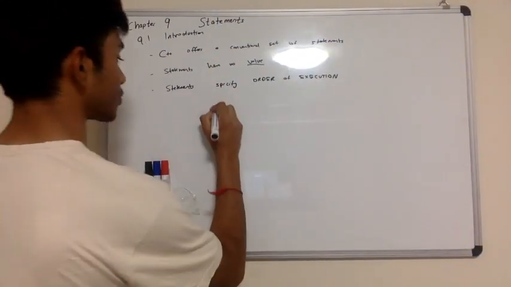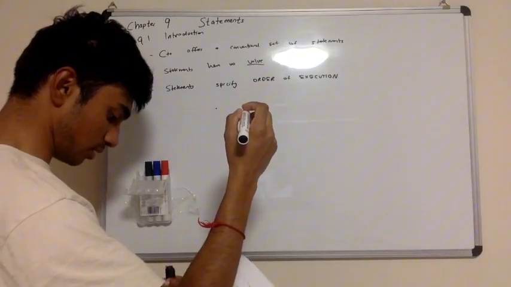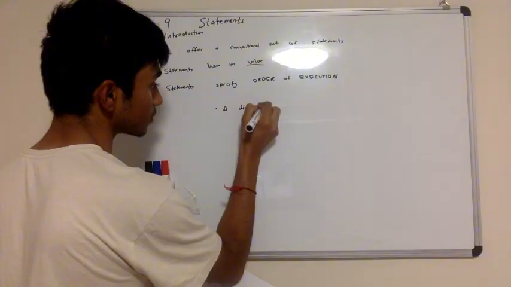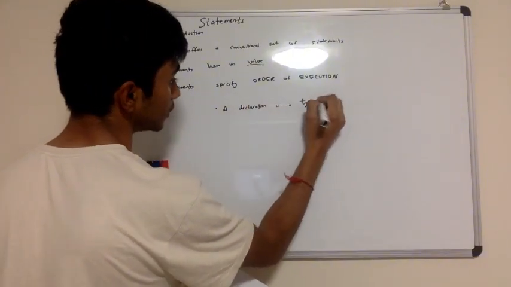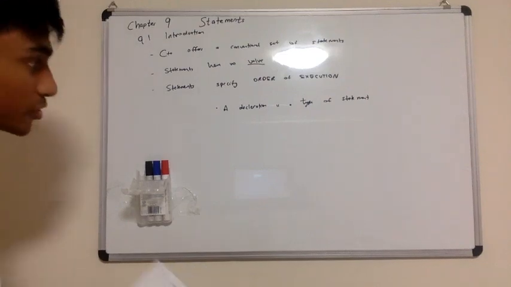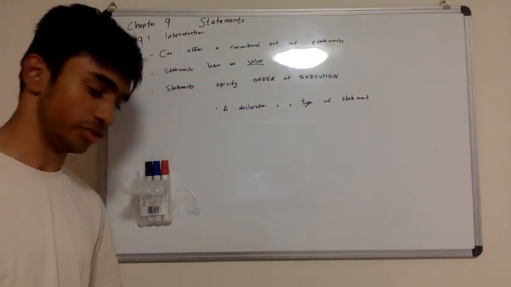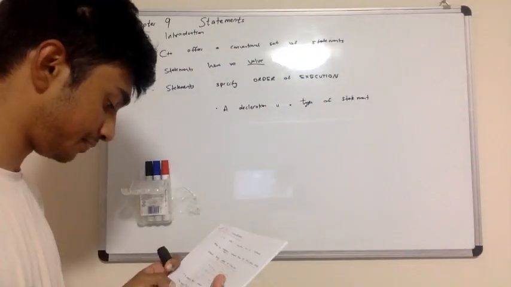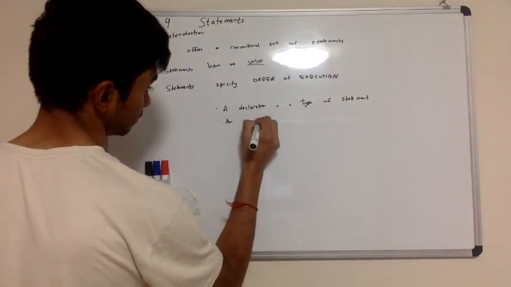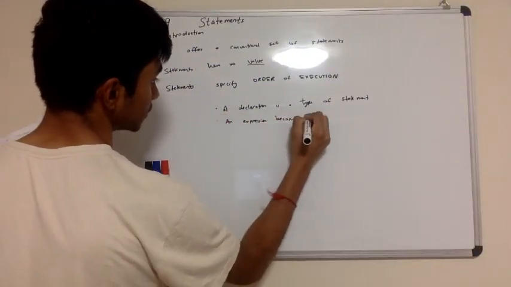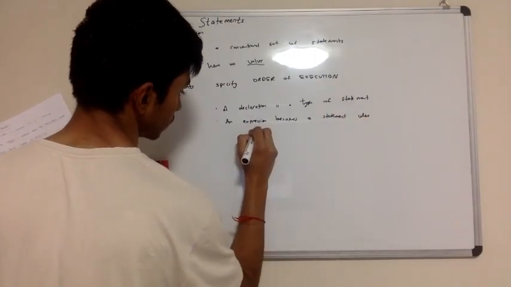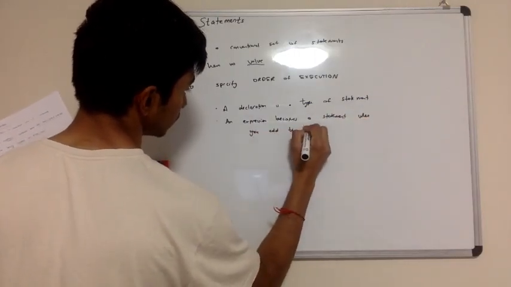Now, something that was just generally stated in the book is that a declaration is a type of statement. When we think of declaring, we think about introducing a new name. That is considered a statement. And an expression becomes a statement when you add the semicolon.